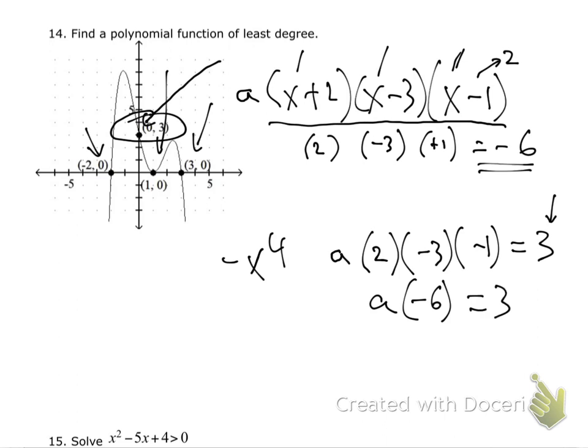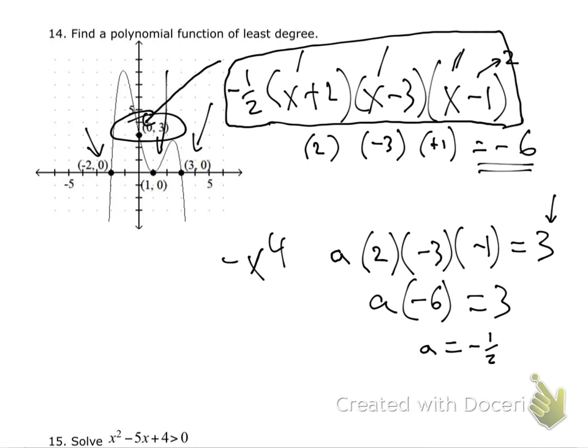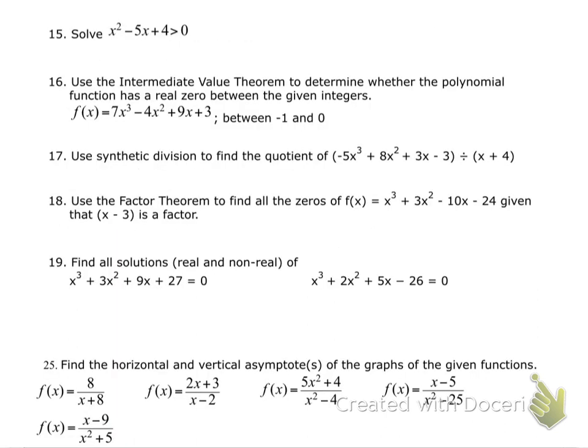So if I divide both sides by negative 6, which is the number next to the letter a, a equals negative 3/6 or 1/2. So this up here should be negative 1/2. And that is the answer right there. Okay? And again, there's the negative. Right, let's keep on going.